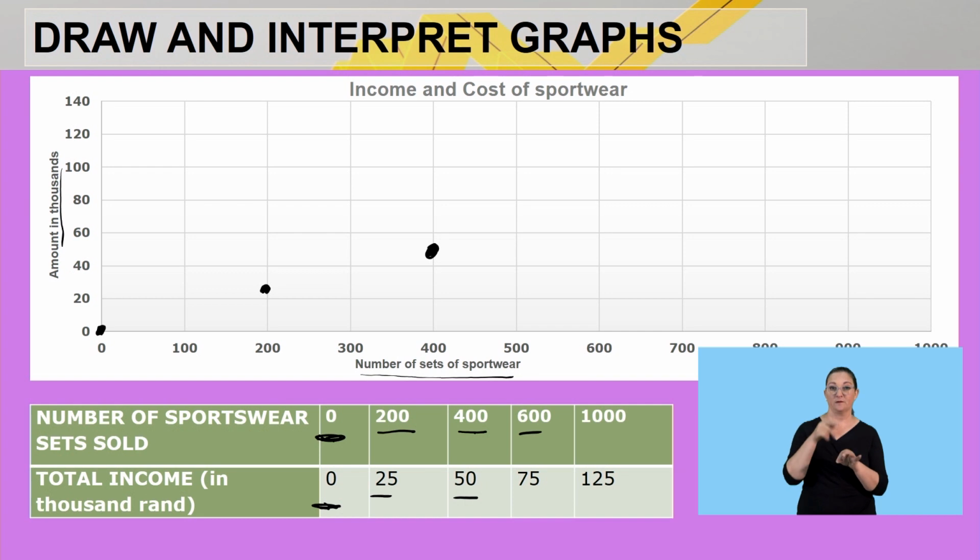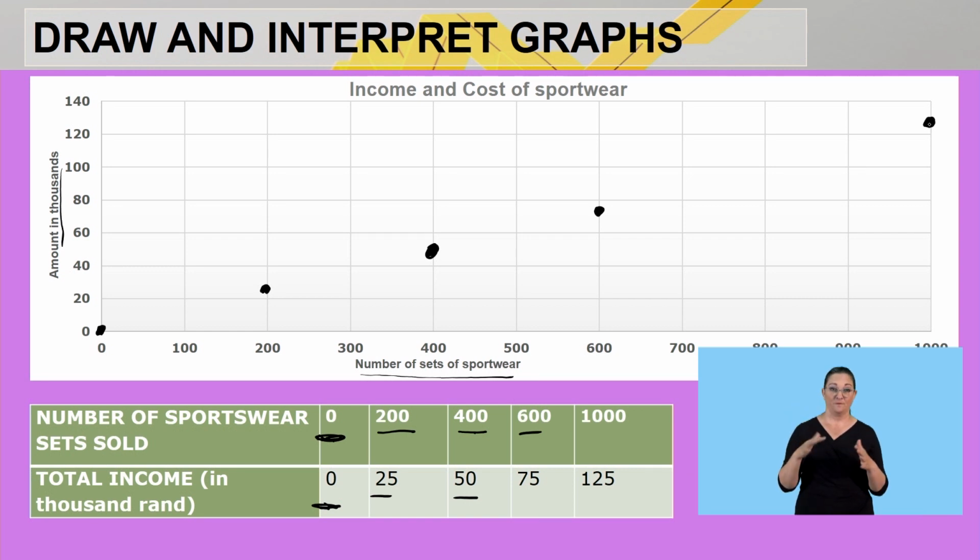Next value, it says 675,000. 675,000 will be between 80 and 60. Let's make a point there. Then where this person has sold 1,000 sportswear, it means he would have made 125,000. So here is our 1,000. We move to 125,000, and we can make our point there.